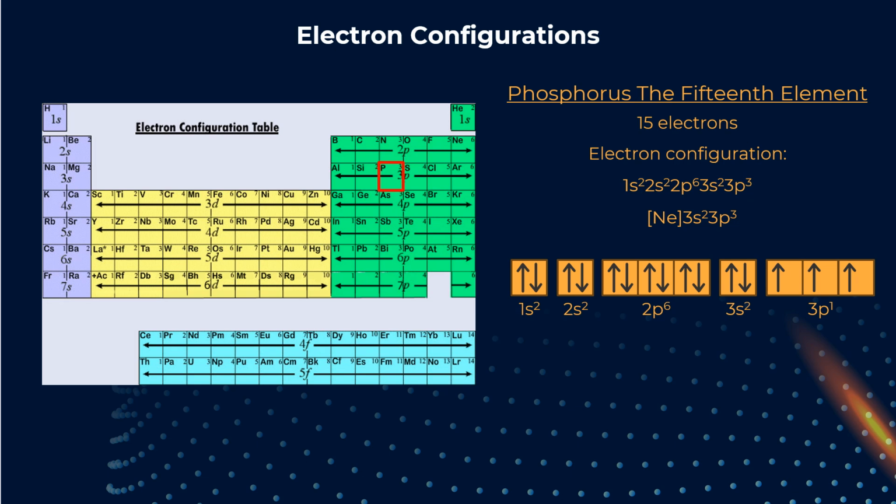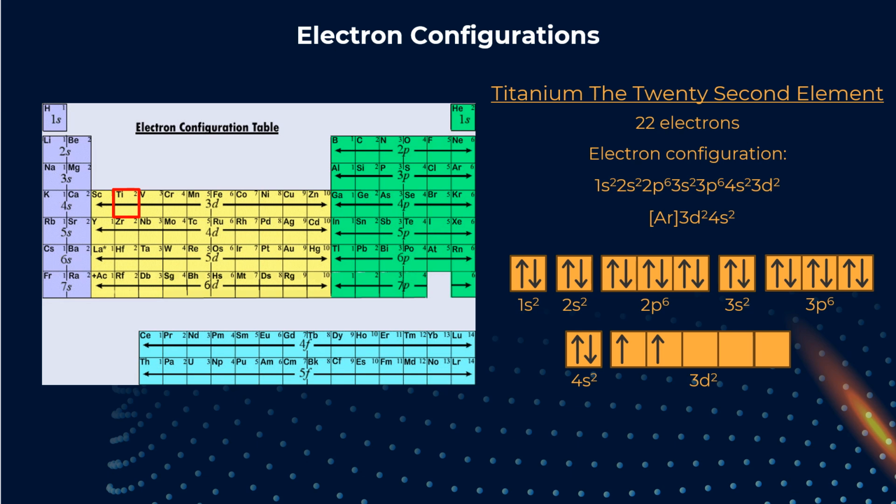Now if we look at the 3p sublevel on the bottom right of our slide, right here, we'll see that each orbital is filled with a single electron. That is consistent with the third key principle that we learned. Electrons fill orbitals of the same energy, like p or d, singly before pairing up.